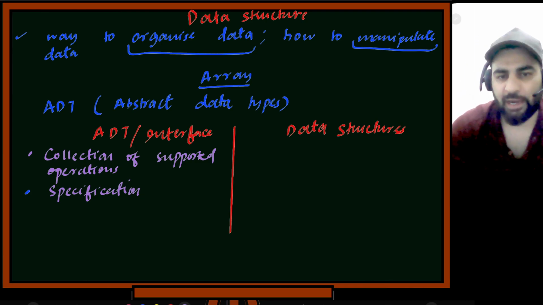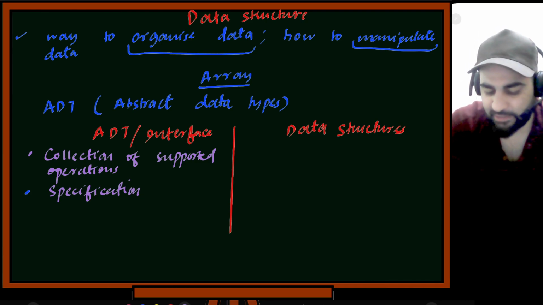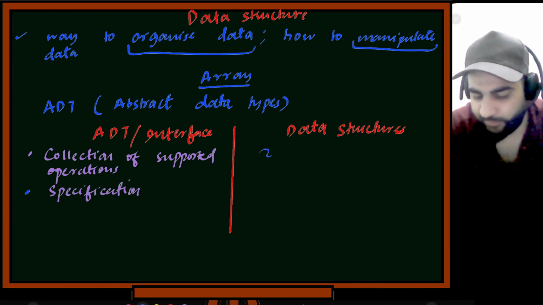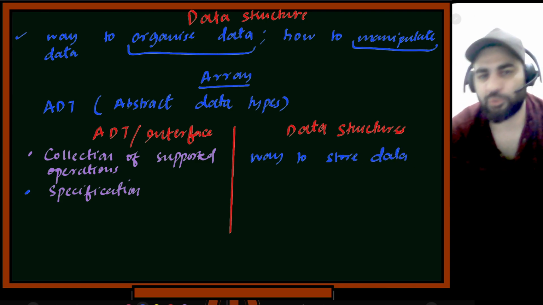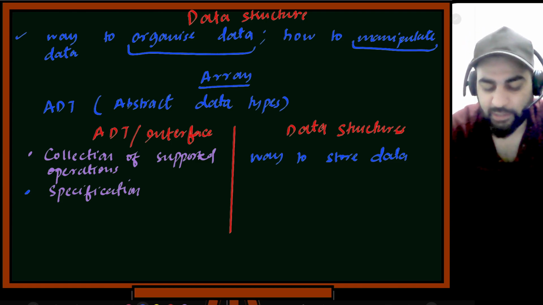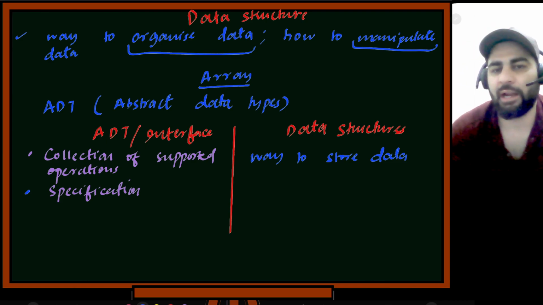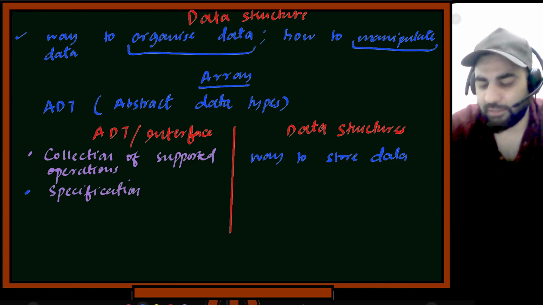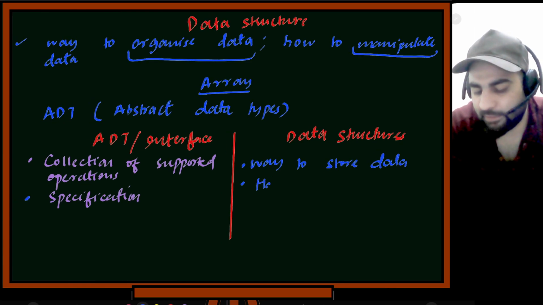Okay, and then what is a data structure? It is an actual implementation. It gives you a way to store data. So what is the way that you can store data, which algorithms to support, and what operations does it support? Here you are seeing the supported operations. Here you will implement the operations. Okay, and then here you will actually have the implementations.